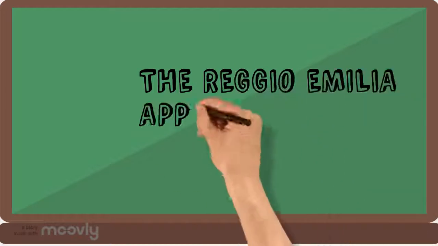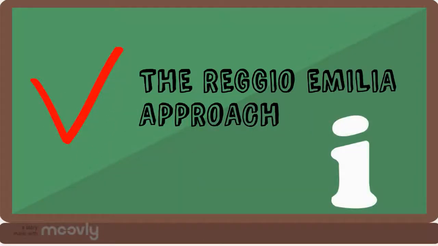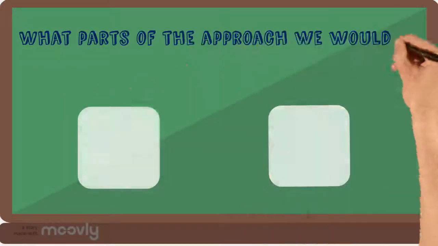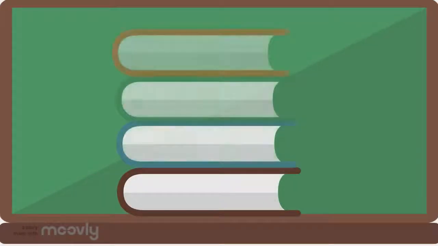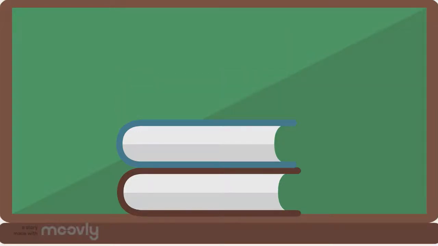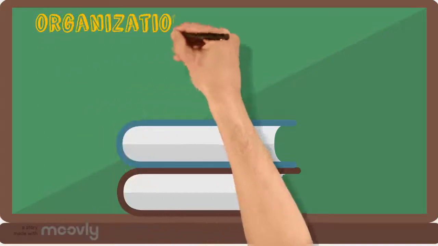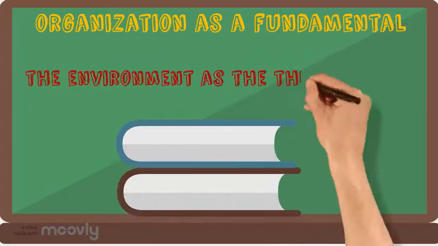Now that we have a better feel of what the Reggio Emilia approach is all about, let's talk about what parts of the approach we would use and not use in our practices and why. Starting off with the parts we would use in our practice. The Reggio Emilia approach has many aspects that are useful to use in our practice. Out of all the parts that Reggio had to offer, two that we would adopt in our personal practice would be organization as a fundamental and the environment as a third teacher.